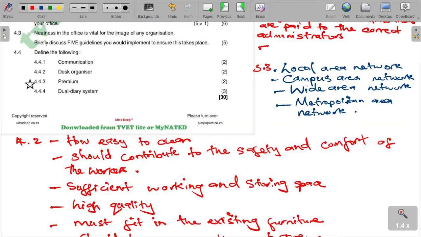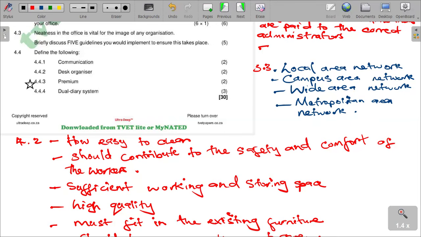Right. What about a premium? A premium is a monthly amount which a person who seeks insurance or cover for a risk must pay to the insurance company. That's what you call a premium. Money that the insured pays on a monthly basis to the insurance company.